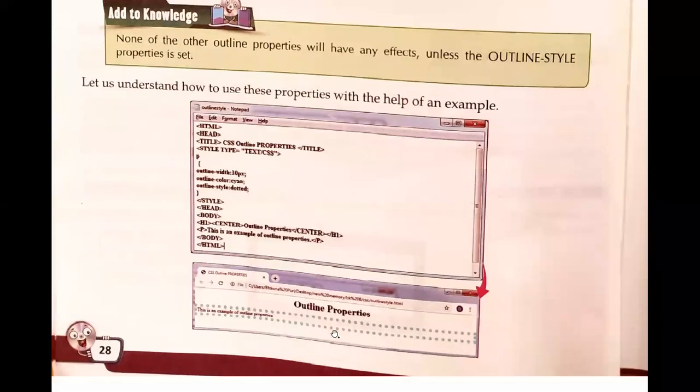So if you see the output, it shows that the outline is applied only on the paragraph, not on the whole web page. It is seen as dotted, as you can see, and it takes 10 pixels of width, and the color is cyan. Cyan is a kind of very pale color. Okay, so I hope you have understood the outline property. If you have any kind of doubt, please ask.